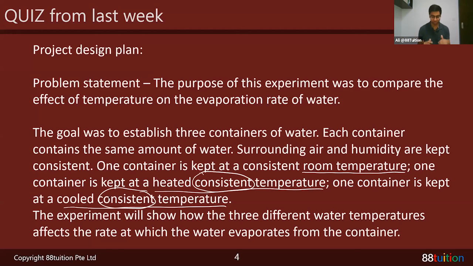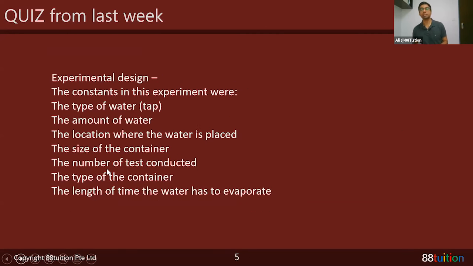You should not move it anywhere. So the location must be the same. The experiment will show how 3 different water temperatures affect the rate at which the water evaporates from the container. This is my design. And then there's another question that asks, what are the factors that I need to keep constant? The type of water, the amount of water, the location, the size of container, the number of tests conducted, the type of container, okay, and the length of the time that water has to evaporate.